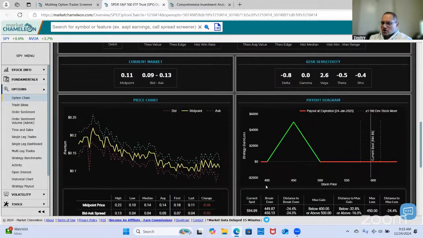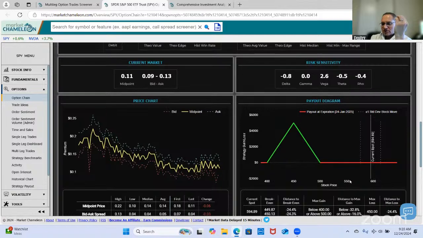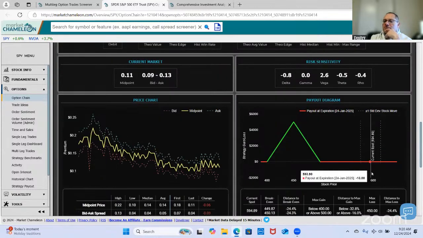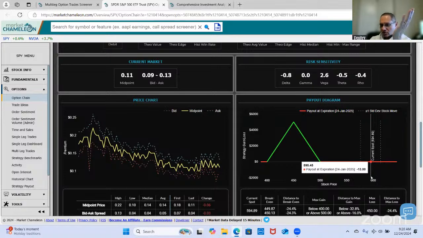So I'm going to go to this chart here, and this chart is kind of giving us the sweet spot here. If we lined up this spread with the legs this way, right? Buying the 500 put, selling two of the 450 puts, buying the 400 put. Well, the stock right now is over here, near 600, let's say 594. This is where the stock is now. So where do we want it to go if we had this spread, right? At expiration, ideally, where do we want it to go?